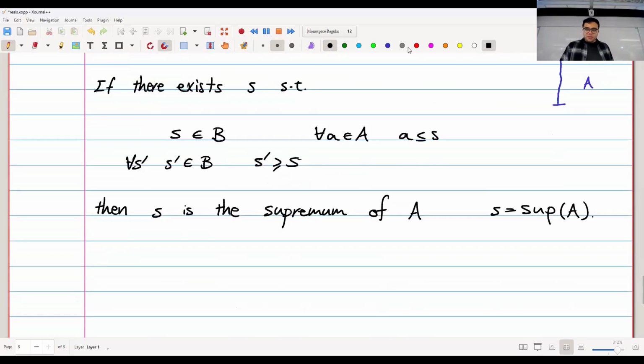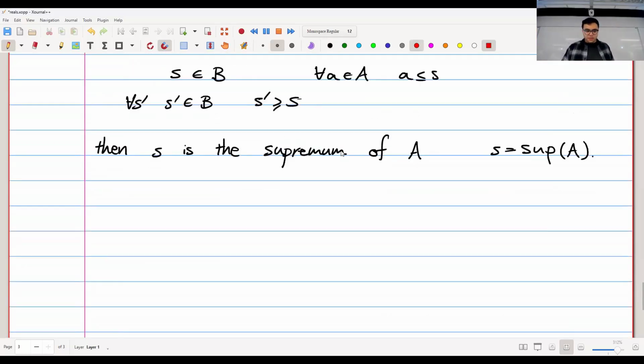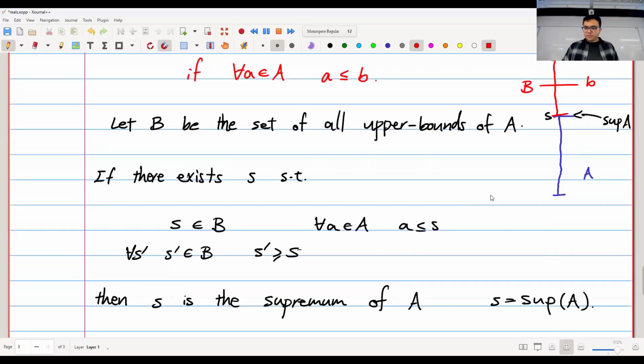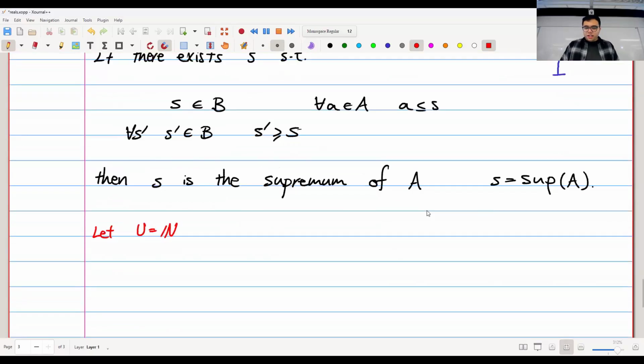Okay. So let's do some examples. So suppose that my universe is the natural numbers. So let U be the natural numbers. Okay. Give me an example of a set A that has a supremum, and give me an example of a set A that doesn't have a supremum.